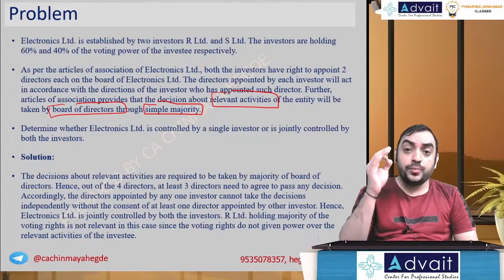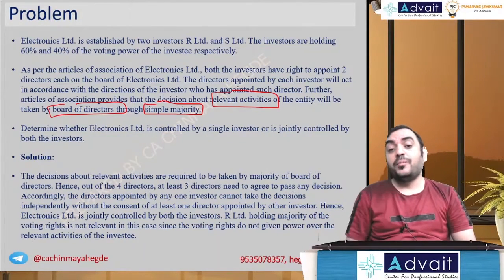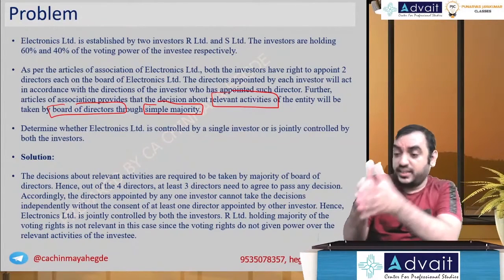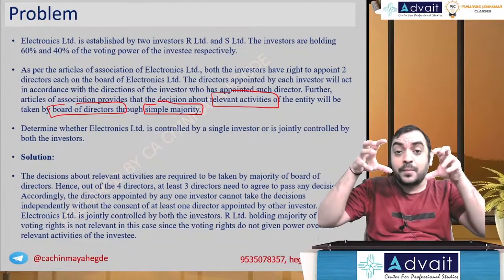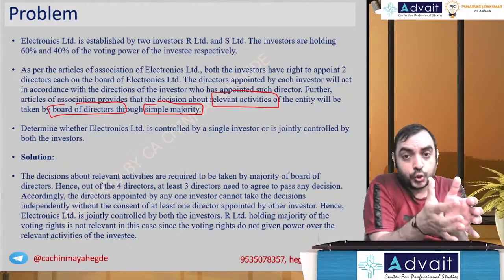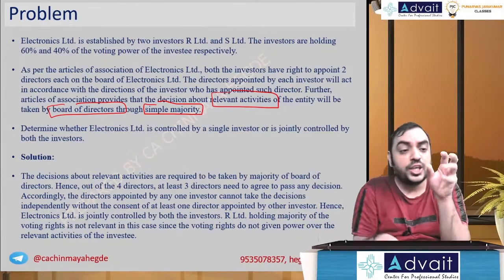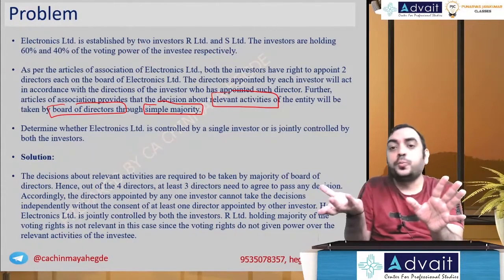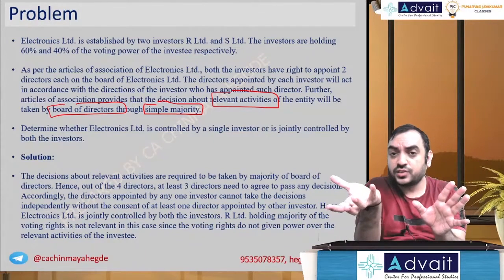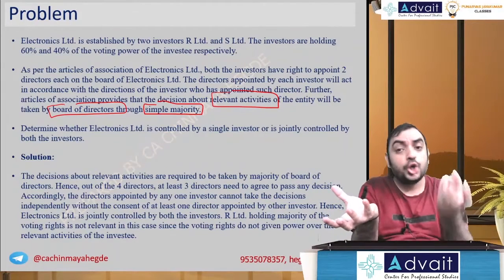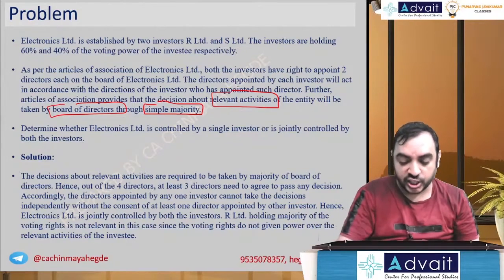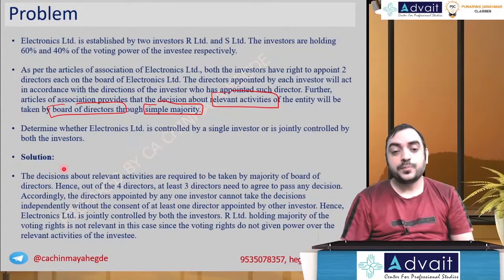Now for you to make the decision, they said you require a simple majority, which means these two directors should combine, say yes or no. In the sense, let's say group 1, group 2, if group 1 says no, group 2 cannot make the decision on their own because they have only 50% of the weight in the board of directors. If group 2 says no, group 1 cannot make a decision on their own, which means there is an implicit joint control. Let's see what the solution says.